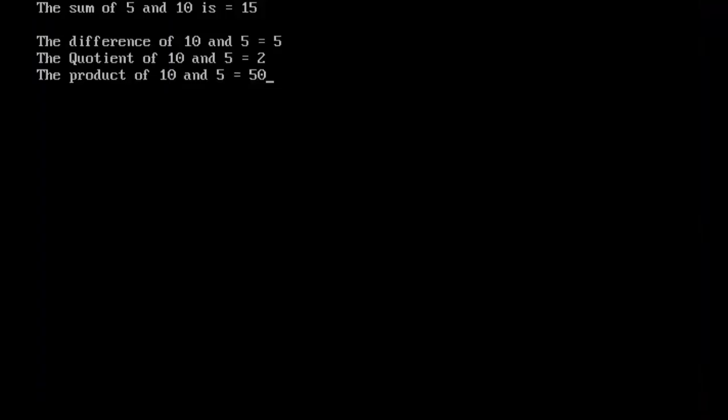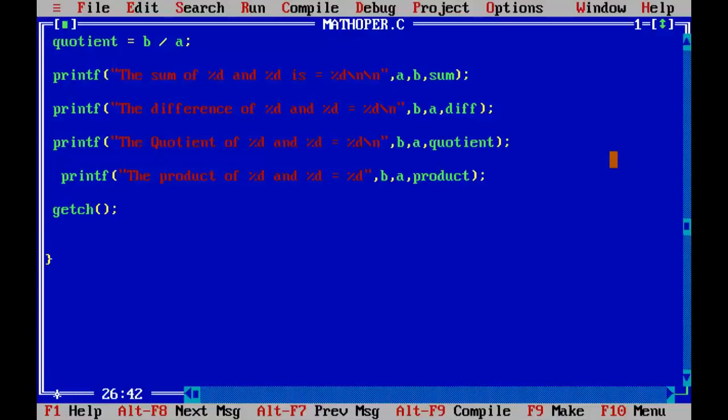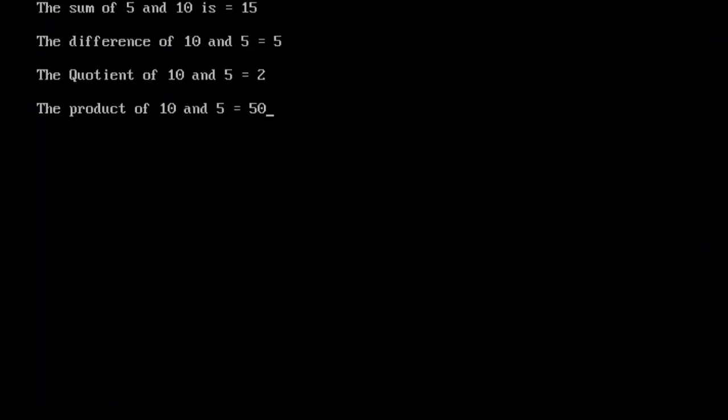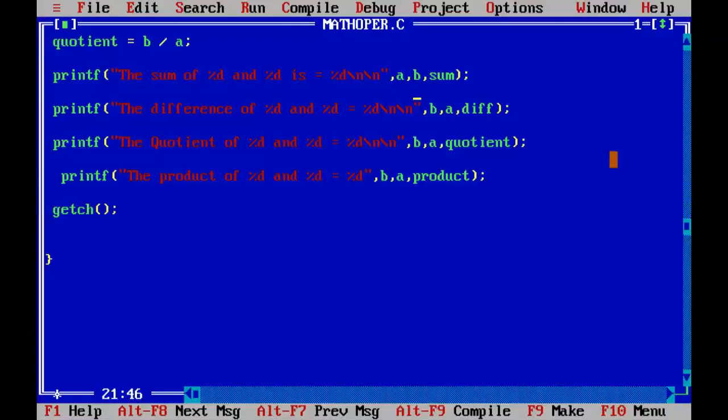So Control F9. So the sum of 5 and 10 is 15. The difference of 10 and 5 is 5. The quotient of 10 and 5 is 2, because 5 goes into 10 two times. The product of 10 and 5 is 50. 10 into 5 is 50. So that's what we have got. Let us add one more \n character to get one more line break after every statement. Control F9. So this is what we have got, right?